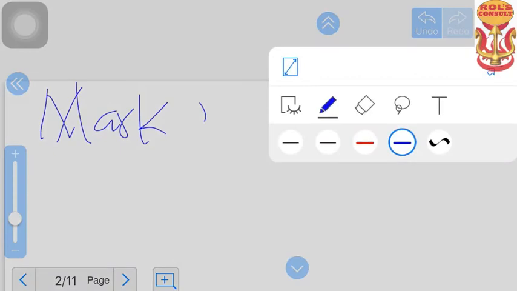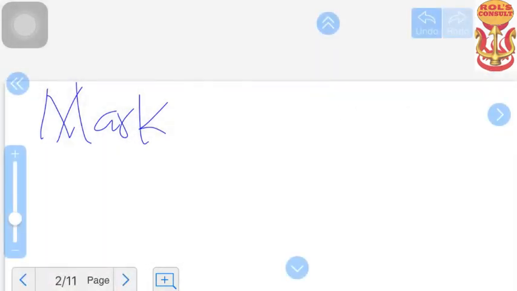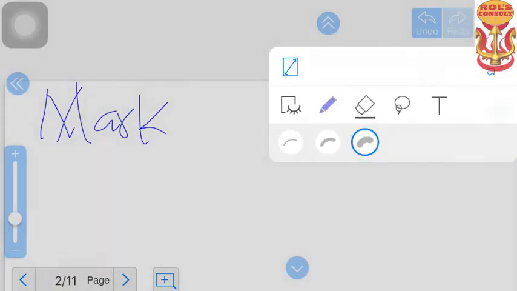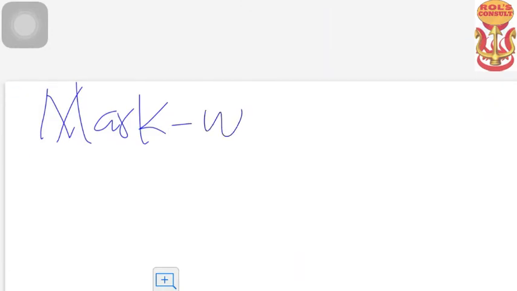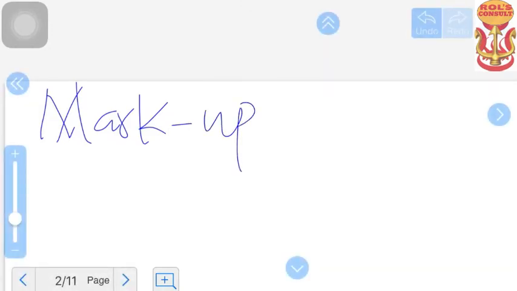Markup. Let me clean this first. Okay. Markup. Okay. To mark up something, what does it mean when it comes to this? Say markup, the first definition we have, the technical definition.